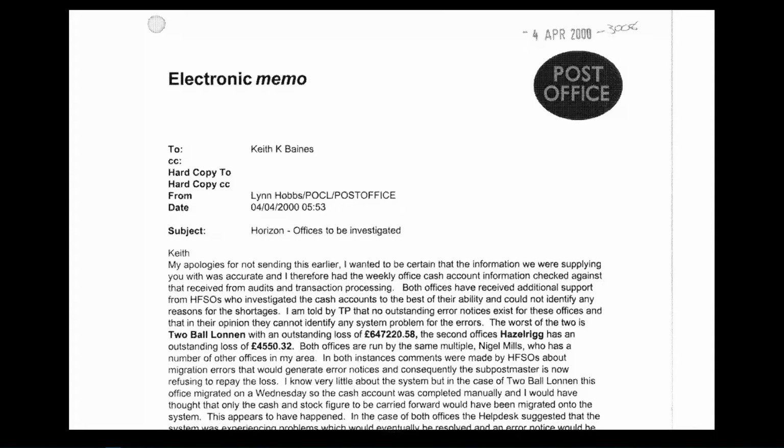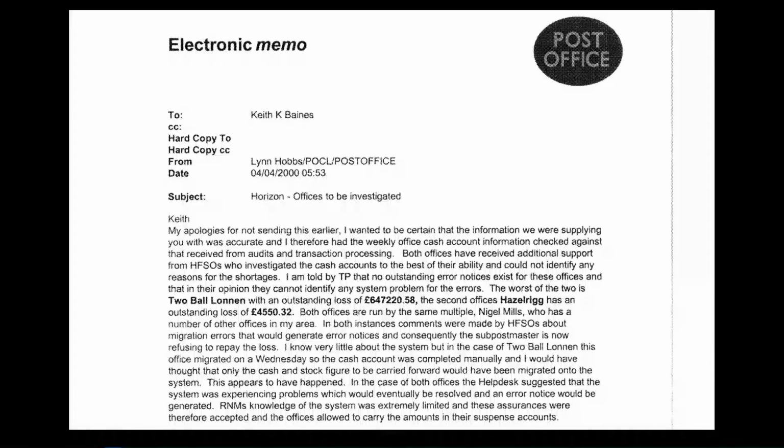And then there's a second office. Both offices are run by the same multiple, Nigel Mills, who has a number of other offices in my area. In both instances, comments were made by HFSOs about migration errors that would generate error notices, and consequently the sub-postmaster is now refusing to pay the loss. I know very little about the system, but in the case of 2 Ball Lonnon, this office migrated on a Wednesday, etc., etc. Are those kinds of issues ones that you recall being experienced by sub-postmasters?